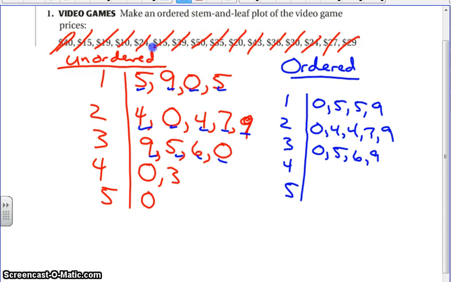And then look at the 4 one is in order, isn't it? So we have 40 and 43, and then we have 50. Okay, there's one other thing that we want to have for our stem and leaf, and that's a key. So down here underneath it, we'll write key.